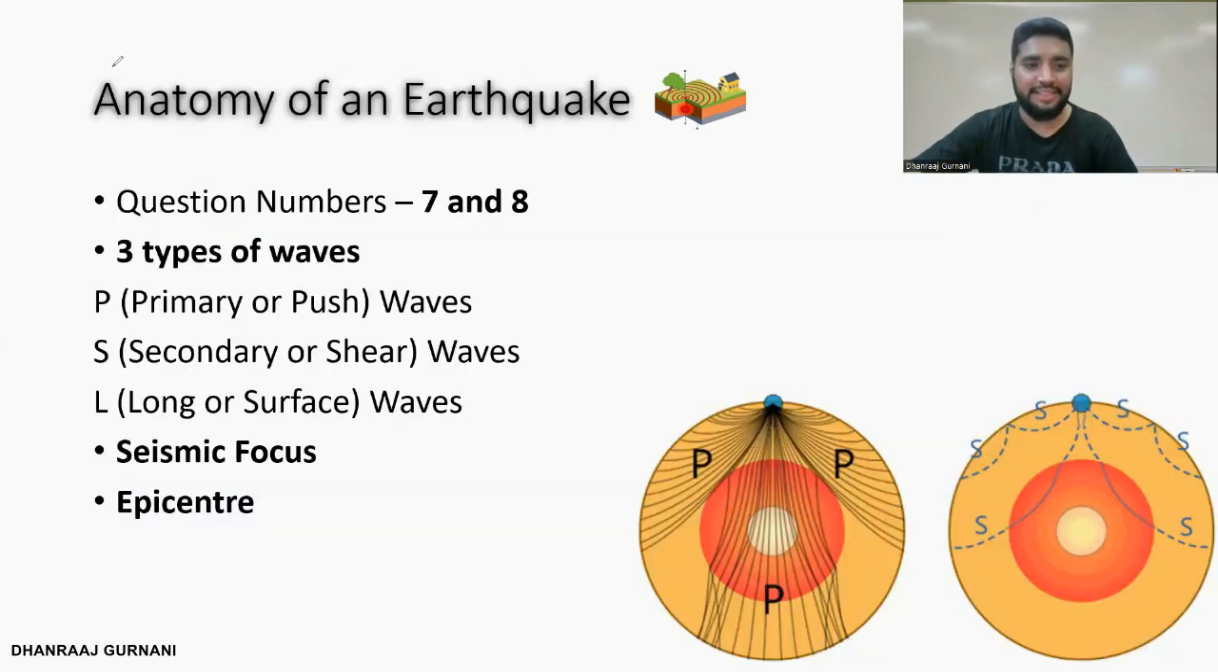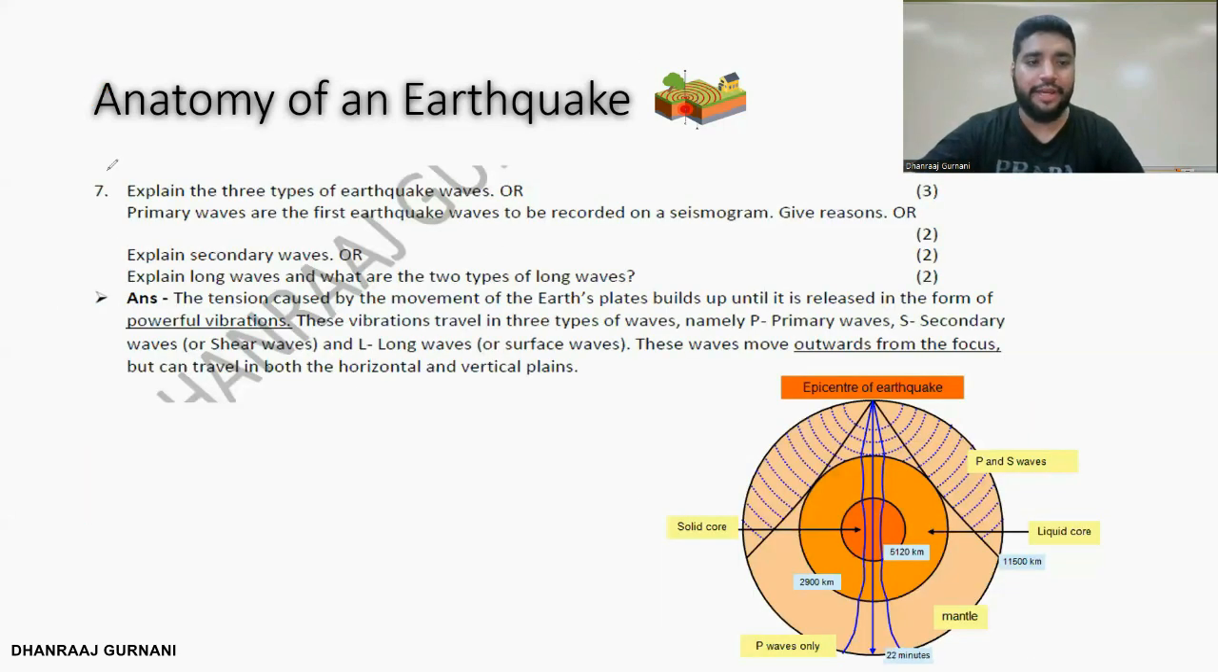Moving to the next answer, anatomy of an earthquake. Here it is between question number 7 and 8, two questions. We'll be covering three types of waves in detail: primary waves, secondary waves, and long waves. Then we'll cover two important concepts: seismic focus and epicenter. Question number 7: explain the three types of waves of an earthquake.